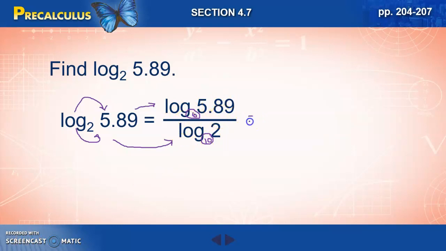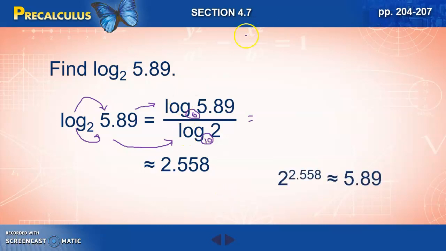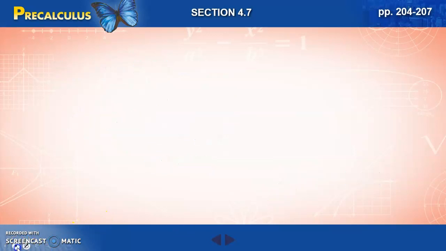So what we would then do is type this top part into our calculator that only does base 10 and divide it by this bottom part in our calculator, which only does base 10. And when we do that, we get approximately 2.558. All right, we plug that in here, 2.558 approximately. Sorry, I didn't make squiggly lines. And we get the log of 5.89 to the second base is approximately 2.558. We can check our work by taking 2 to the 2.558, and we do get approximately 5.89.